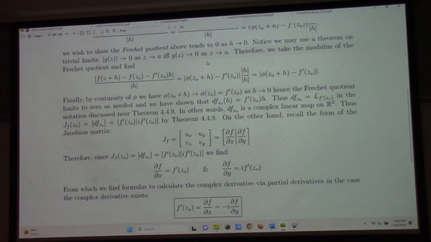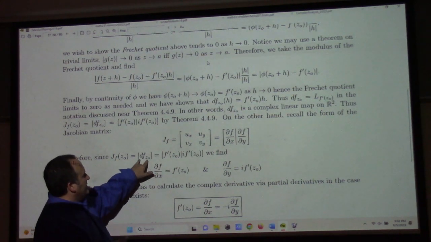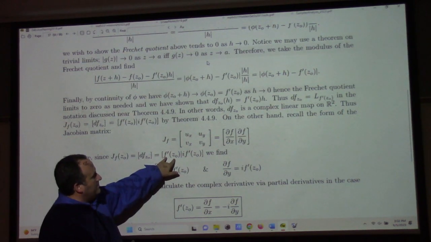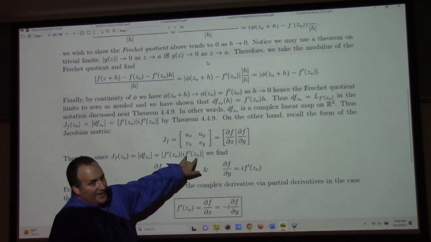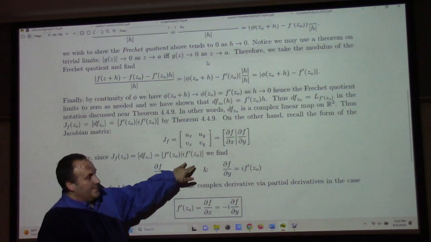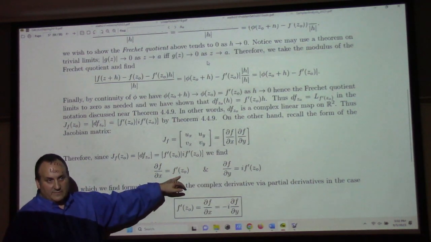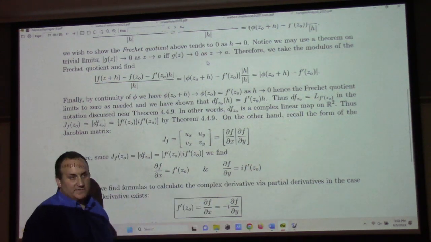You notice though that this pattern, saying that this is complex linear, means that, going through the details here, we find that the first column is f prime of z naught and the second column is i times f prime of z naught. What that means then is that partial f partial x is the derivative at z naught, the complex derivative at z naught, and partial f partial y is actually i times the complex derivative at z naught.